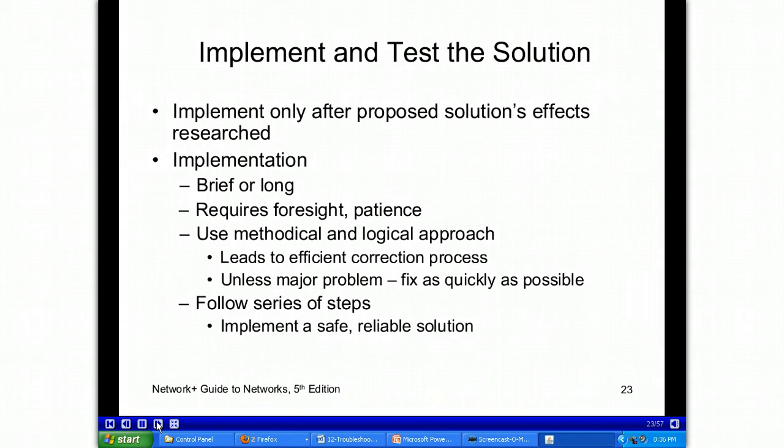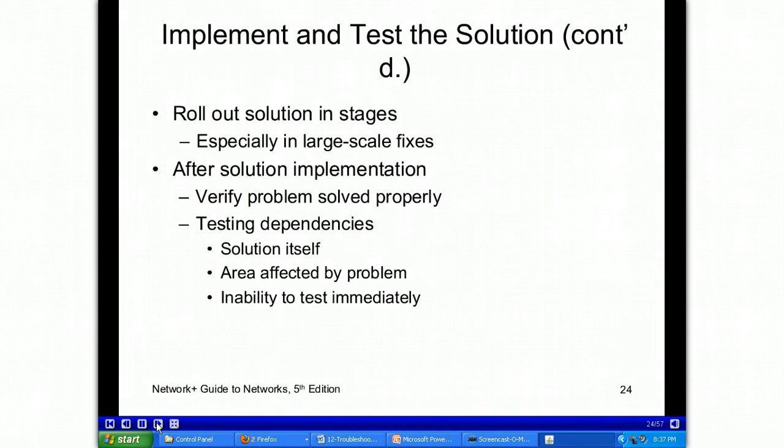And then finally, implement and test the solution. Once you find a solution, implement and test it. Is the implementation going to take a real short time, a real long time? It does require foresight, it does require patience for implementations on some of these. And then use a methodological and logical approach on fixing items, and force yourself to follow steps each time you implement every item as it comes across your desk. Step by step, implementing them, rolling them out.